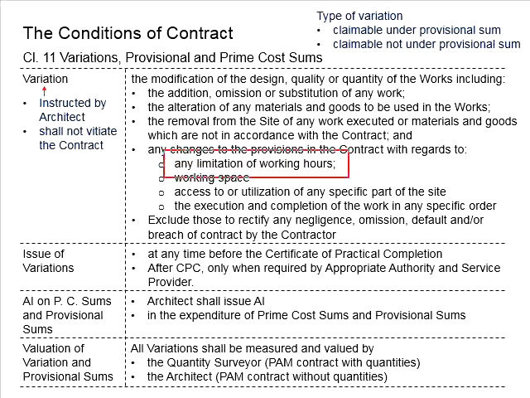any limitations of working hours, working space, access to or utilizations of any specific part of the site, the executions and completions of the work in any specific orders. These are the circumstances which were unforeseen during the formations of the contract, which initially there was an original planning under the original setting of the conditions.